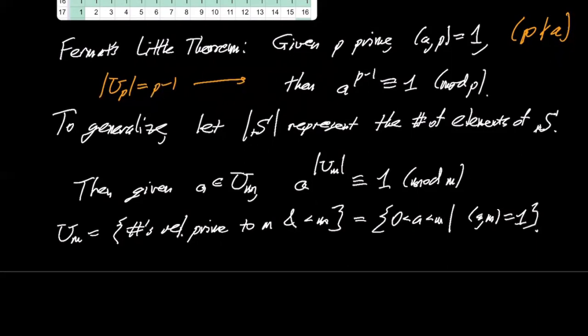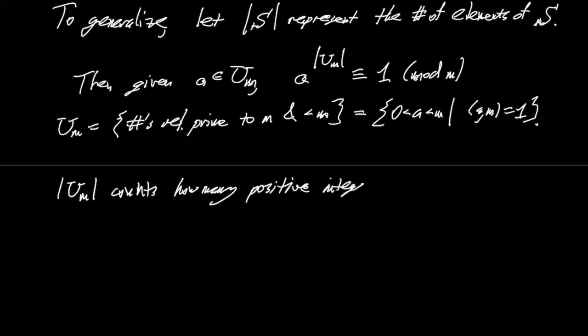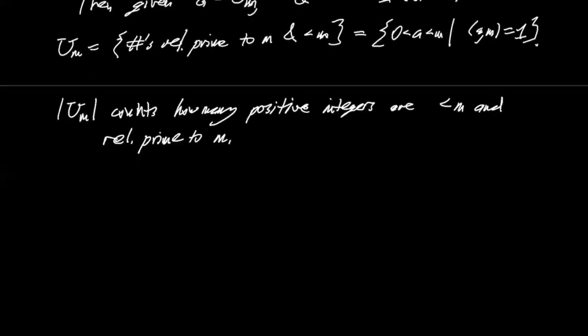And so that means that this number really counts how many positive integers are less than m and relatively prime to m. And this actually has a more famous name. It's called the Euler phi function.